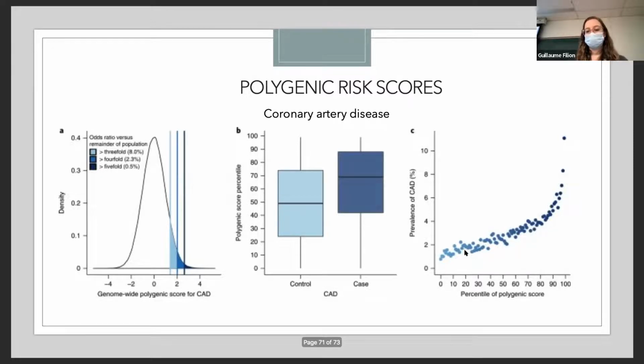Same thing here, just a different way of looking at it. This is the prevalence of coronary artery disease, and the x-axis is the percentile of the polygenic risk score. So again, higher percentile, higher prevalence of the disease. So it seems to be working, and this is the region of those that we would say have a high risk, just broken down into those percentages: 0.5%, versus the lighter blue at 2.3%, and then the lightest blue is 8% of the population. So it seems to be working.